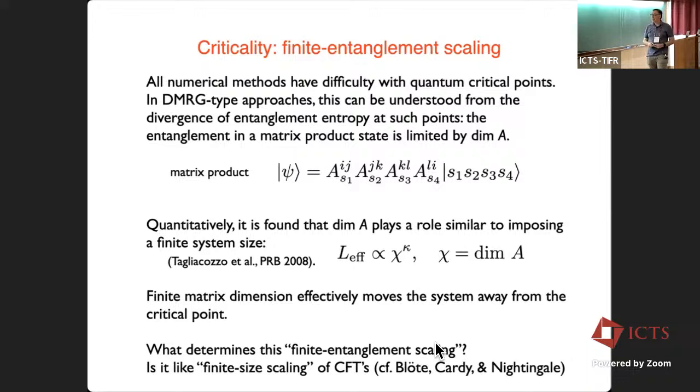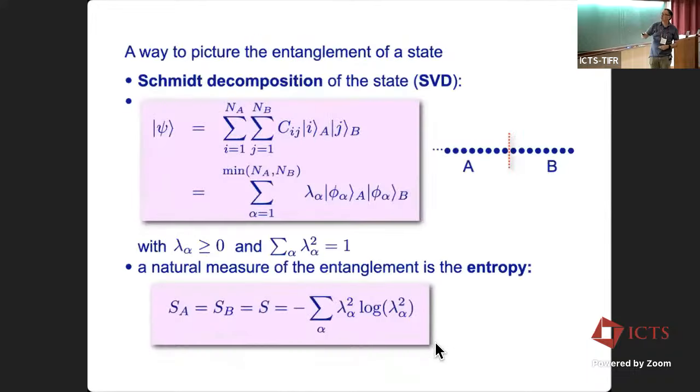And it's not as simple as finite size scaling, where kappa just winds up being related to nu, the correlation length exponent. So what determines this finite entanglement scaling? In some ways it's similar, but in some ways it's different to the famous finite size scaling of CFT. There's a nice review by these people.